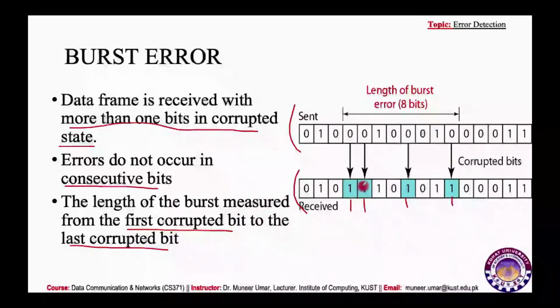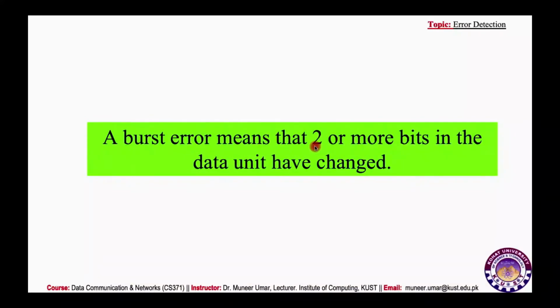Now, if we look into these two bits, these are consecutive, but the burst is known for non-consecutive multiple bits. Third thing is the length. The length is measured from the start till the end, from the first corrupted bit till the last corrupted bit. So this is the length, and this length is equal to 8 bits. A burst error means that two or more bits in the data unit have changed.